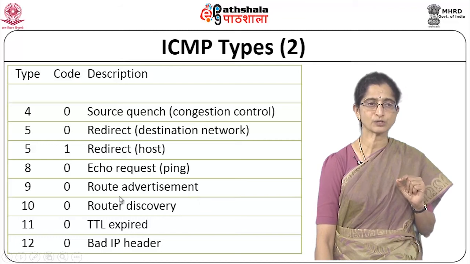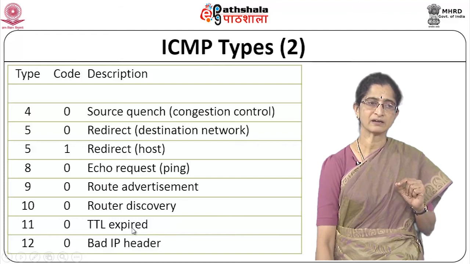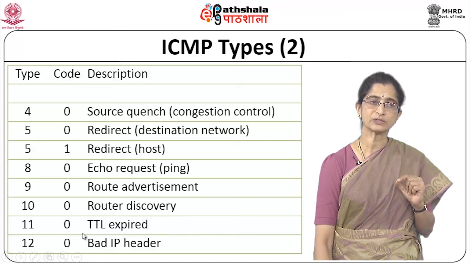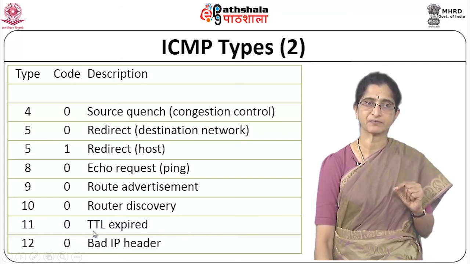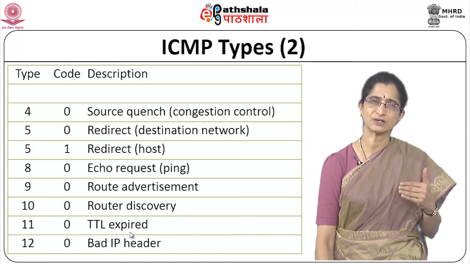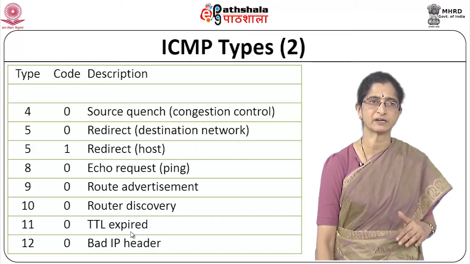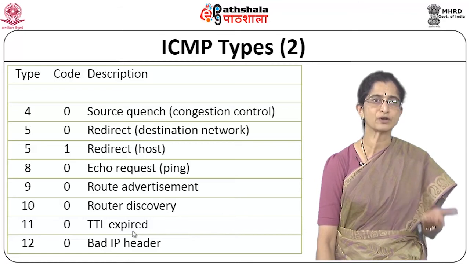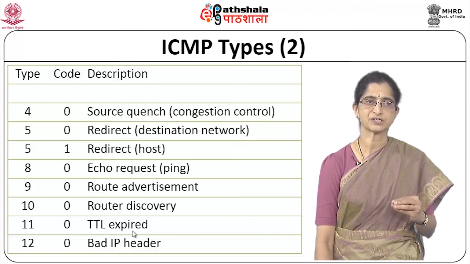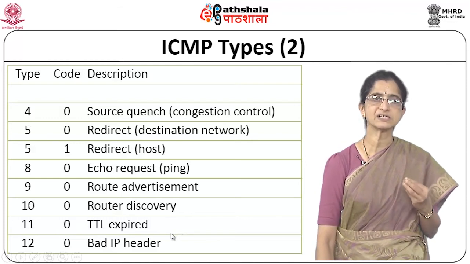In addition to this, we also have route advertisement messages, router discovery messages. Another very important message is the TTL expired message. We know that time to live is something which is specified in order to make sure that an IP packet does not live forever in the network. Normally the way it is implemented is that at every hop the TTL field is decremented by 1, and when the TTL field goes to 0, we drop the packet. If the TTL field goes to 0 and we drop the packet, that information has to be specified back to the source, and that is specified by means of an ICMP TTL expired message.